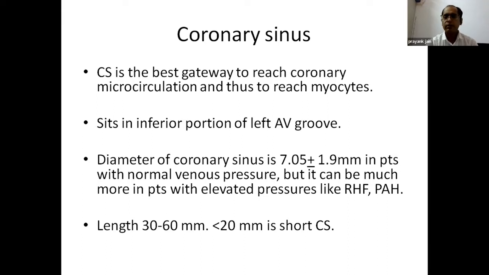Both width and length of the coronary sinus are important when we try to cannulate it, and when we try to use it as a gateway to place electrodes or balloons. So the width of the coronary sinus, the venous pressures of the patient, and the length of the coronary sinus are very important parameters which define the future success of coronary sinus cannulation techniques.